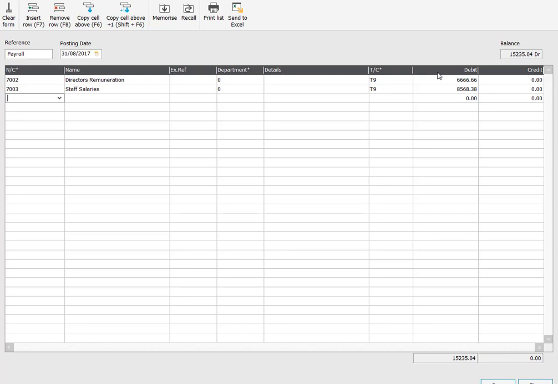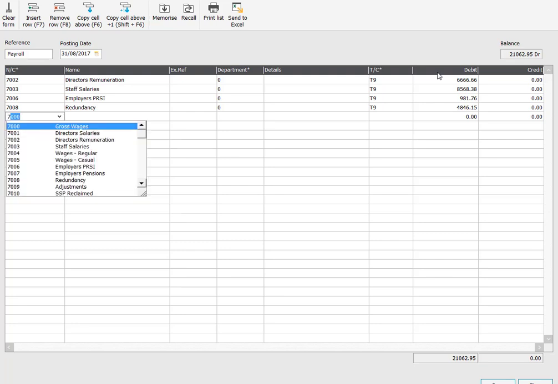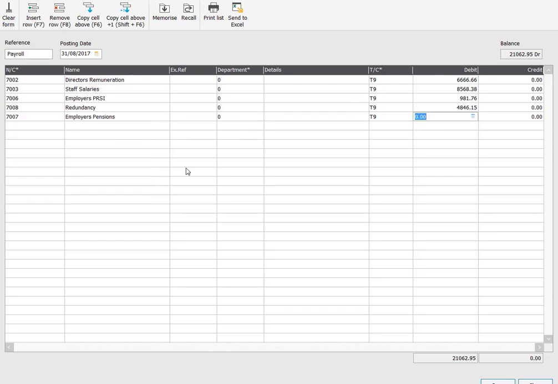Then we've got employer's PRSI. Do you notice all of these are close by to each other in the sevens? If you can remember that, you're winning, because you'll be able to find them very quickly in your nominal codes. The next one I changed to look like redundancy, and that's 4846.15. Then I've got employer pension. Let me see, what number did I find on that one? 7, and that was 80.